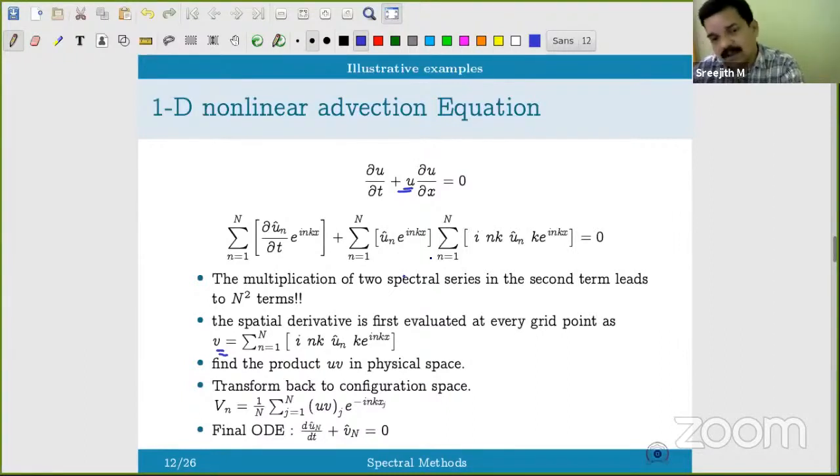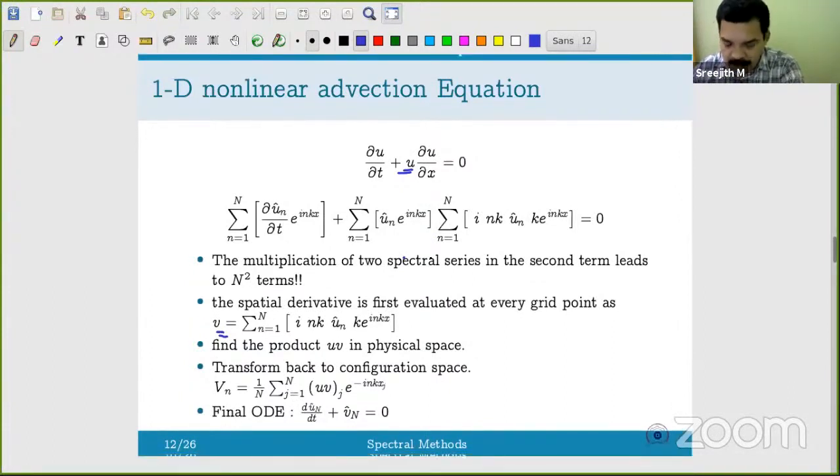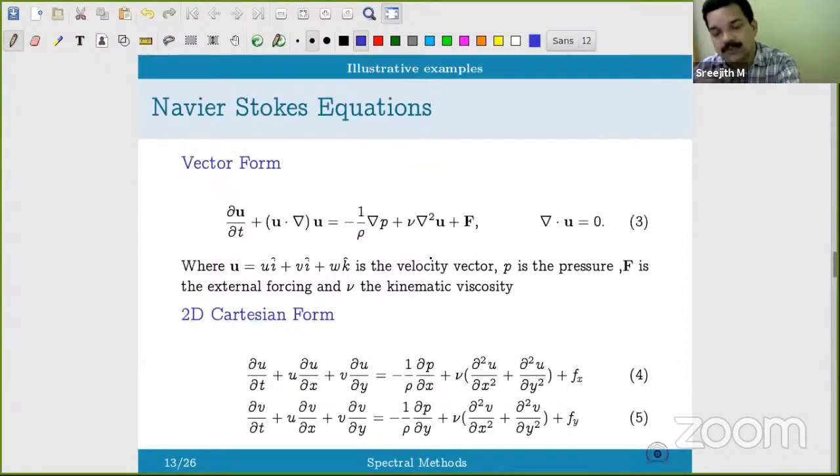So that's about the 1D nonlinear advection equation and the linear advection equation. You can solve these ODEs using simple methods. Then, going to the Navier-Stokes equation, which is the actual flow equation, the mathematical model representing the flow: if we want to solve it using the spectral method, we solve only the 2D form of the Navier-Stokes equation.